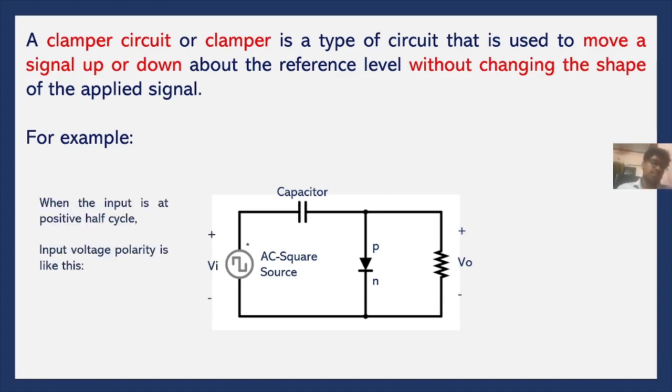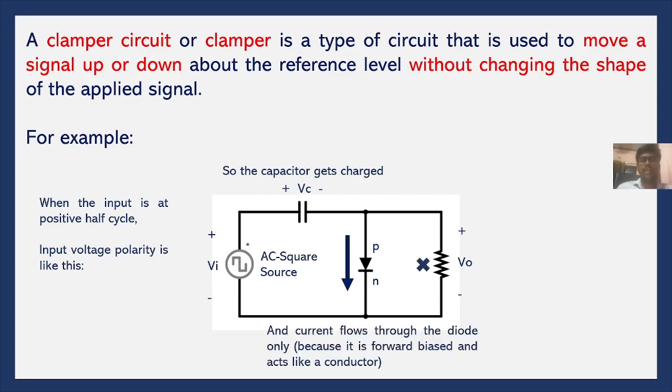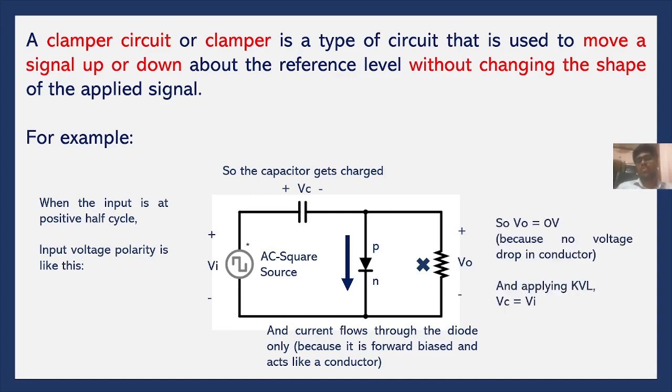When the input is at the positive half cycle, the input voltage polarity is like this, and for this polarity the capacitor gets charged. The current flows through the diode, because the diode is in forward bias condition and acts like a conductor. As if it is a conductor, the current will flow only through the diode, not the resistor. Because the diode acts like a conductor, obviously there is no voltage drop across it.